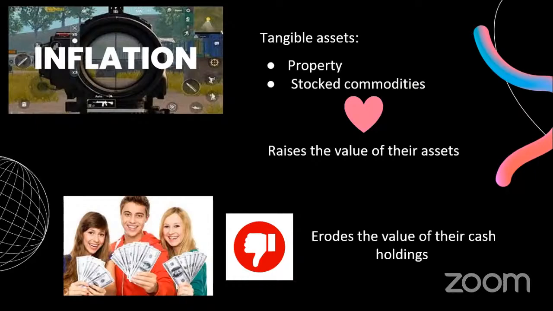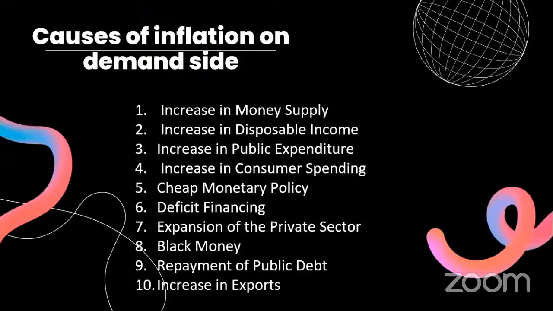Next, increase in disposable income. When the disposable income of the people increases, it raises their demand for goods and services. Disposable income may increase with the rise in national income, reduction in taxes, or reduction in the saving of people. The third is increase in public expenditure.